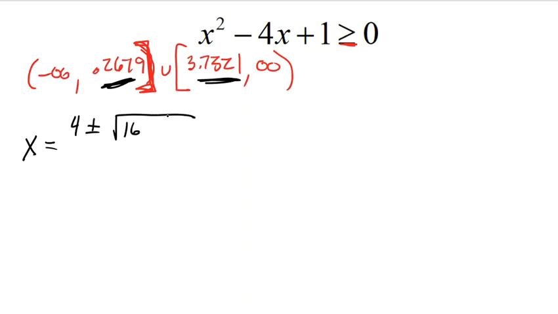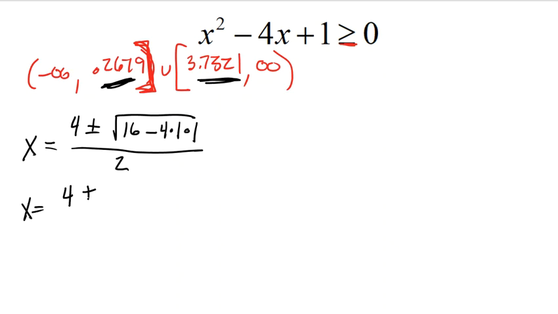Guys, please know that anytime you square a number, you always get a positive. It should never be a negative number for b squared. Minus 4 times a, which is 1, times c, which is 1, all divided by twice a. 2 times 1 is 2. So let me clean this up a little bit here.